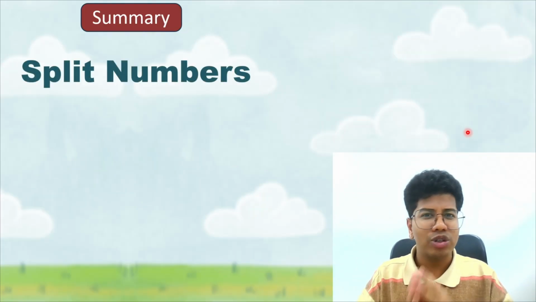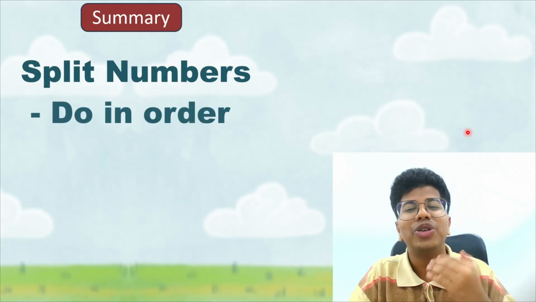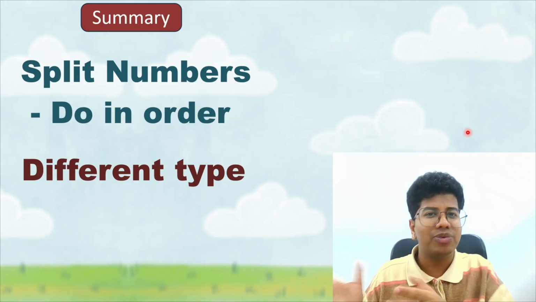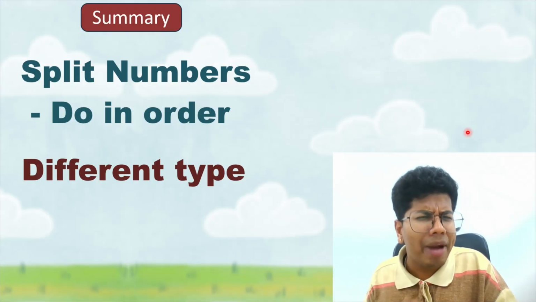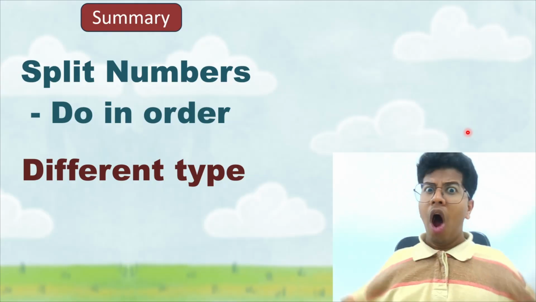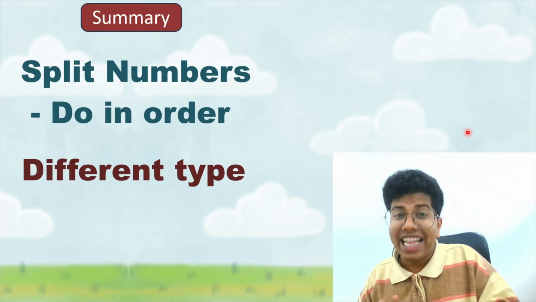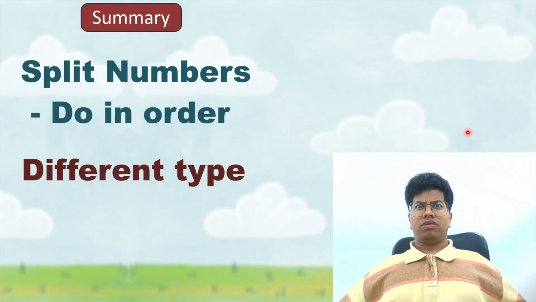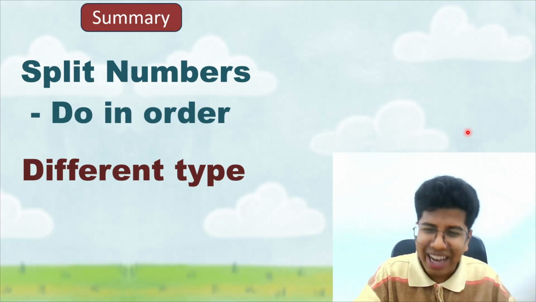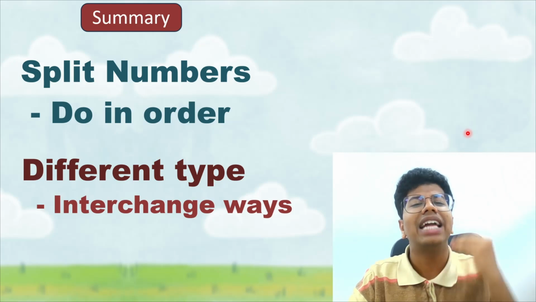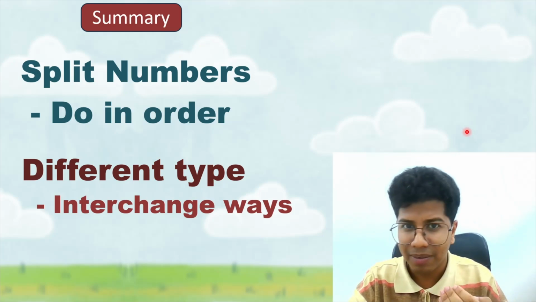So let me summarize this here. Whenever we have to split numbers, we should do it in order. And whenever there are different types, as we just saw, at first Superman had less and Batman had more. Then we tried to interchange. That is, Superman more, Batman less. So in different types, we can interchange to get the different number of ways.